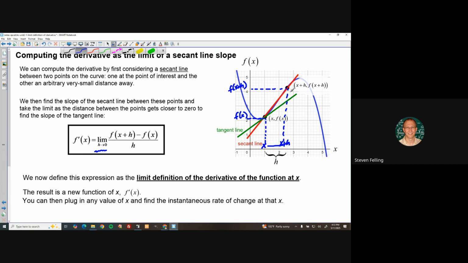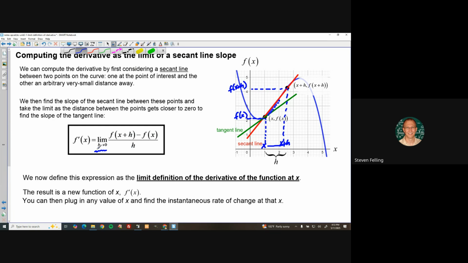So as these 2 points get closer and closer together, eventually h is so close to 0, not quite 0, but so close that the points are almost on top of each other, and then the secant line has turned into the tangent line. So now it's effectively touching the curve at that one location, and that slope is now the tangent line slope, and therefore we can call it the derivative.